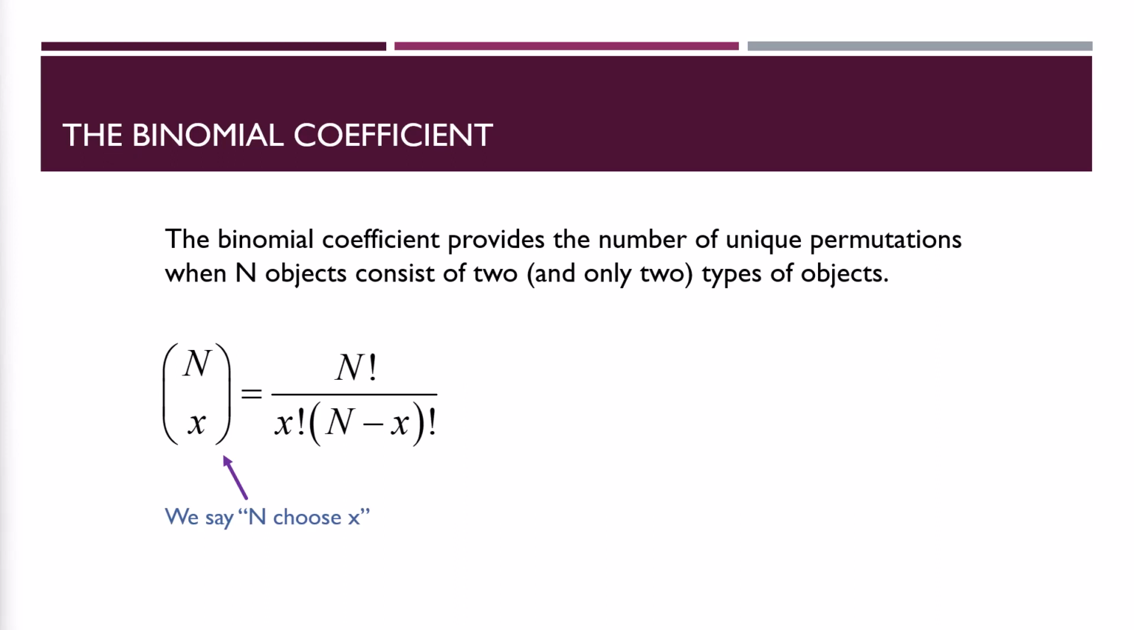objects. The notation on the left side of the equal sign is shorthand for binomial coefficient, and we describe it as n choose x. Look at the formula itself on the right-hand side of the equal sign. As before, n factorial is in the numerator. We have only two types of objects, x of one type and n minus x of the other type. Following the general formula, we have x factorial and n minus x factorial in the denominator. Let's look at an example.